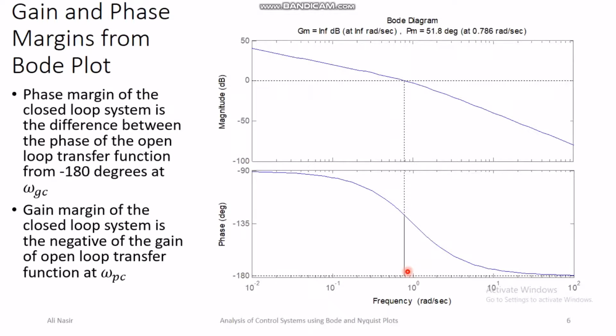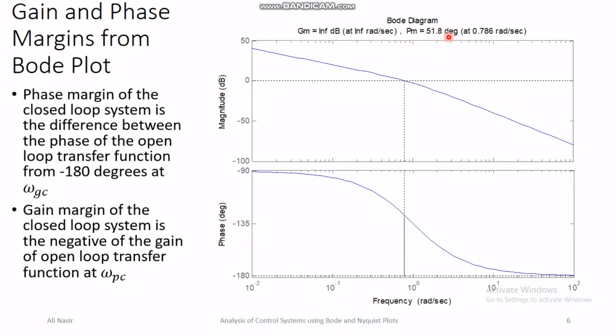Alright, next we look at the phase crossover frequency, and as we discussed earlier, the phase crossover frequency in this case would be infinity, as it is written here. So the phase crossover frequency is infinite radian per second. As this goes to infinity, you can see that the gain is constantly decreasing and going towards minus infinity, and the negative of the gain at infinite frequency will be plus infinity. So the gain margin in this case is infinite. There is infinite gain margin because the phase crossover frequency is infinite, and there is 51.8 degrees phase margin.